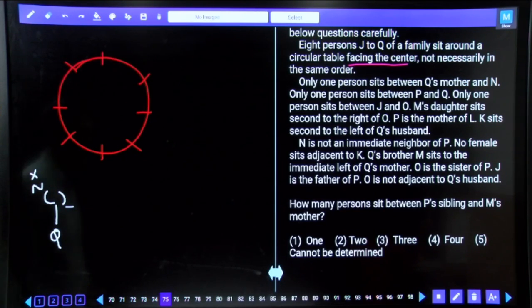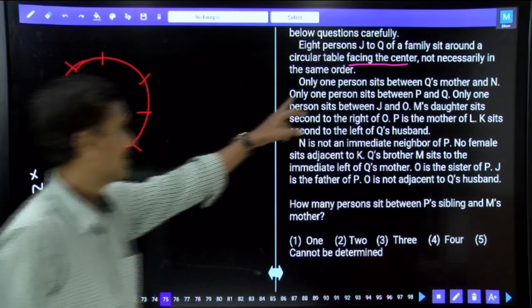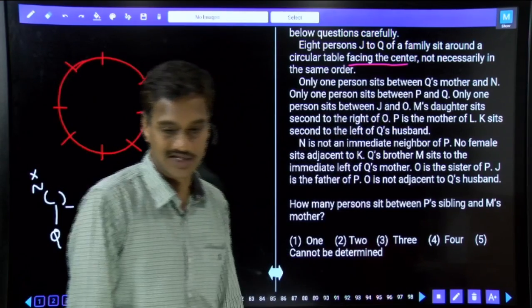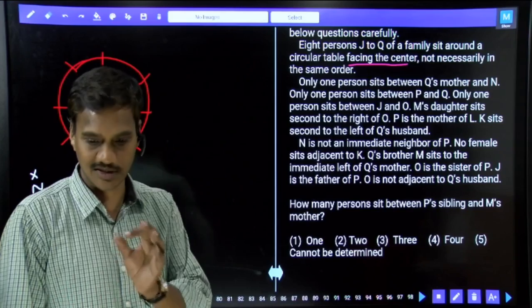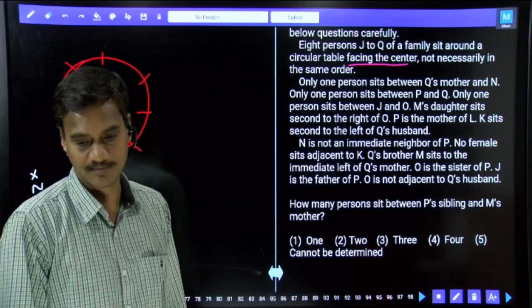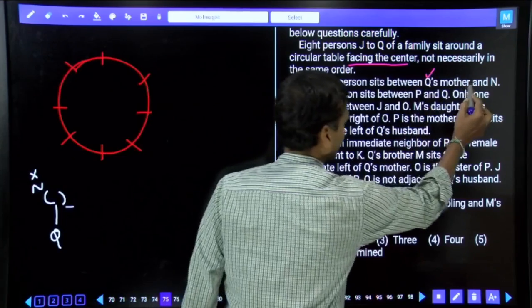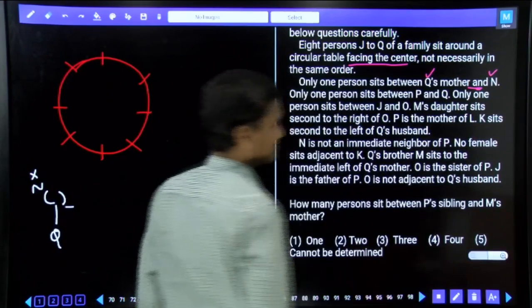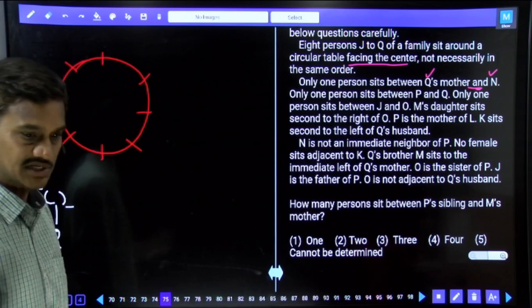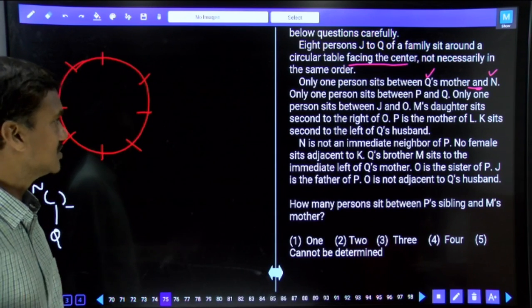Why? Because here he is talking about 2 different persons. Who are those 2 persons? One is Q and the other one is N. One person sits between Q's mother and N means Q's mother and N are completely different to each other. Q's mother is one and N is the other. Clear now? Hence Q is having a mother, but that mother is not N.